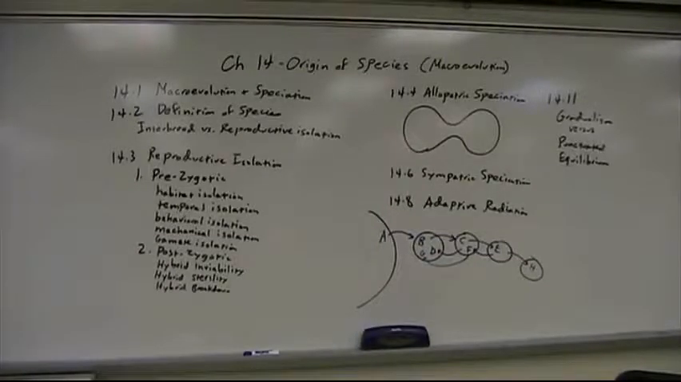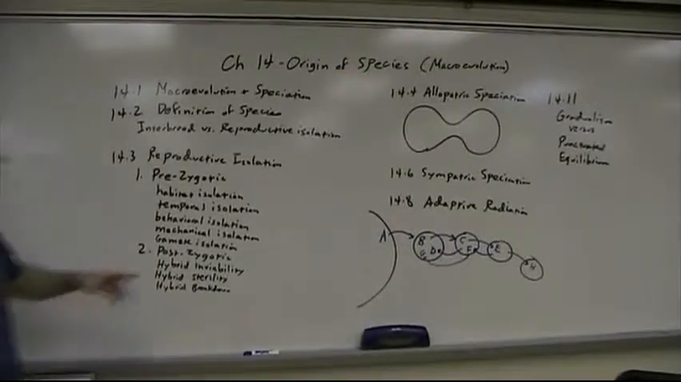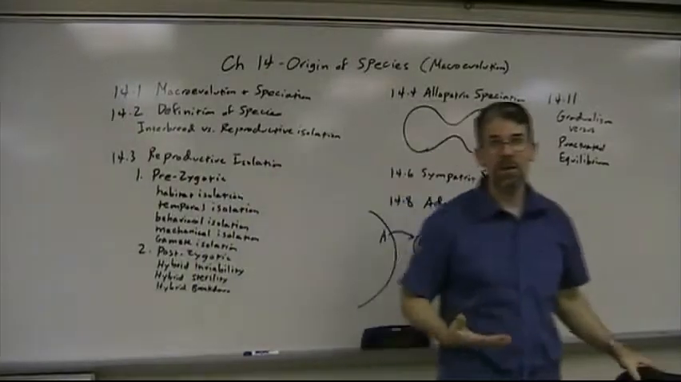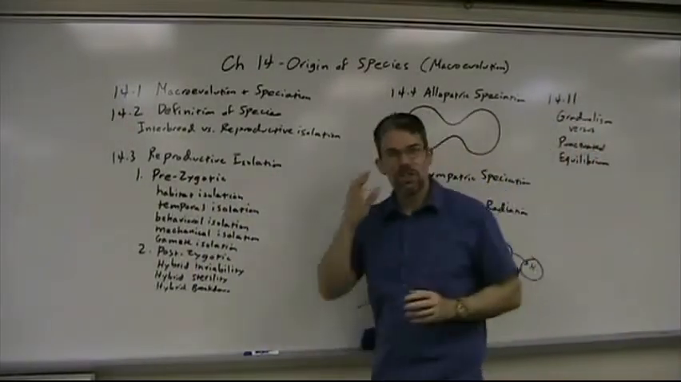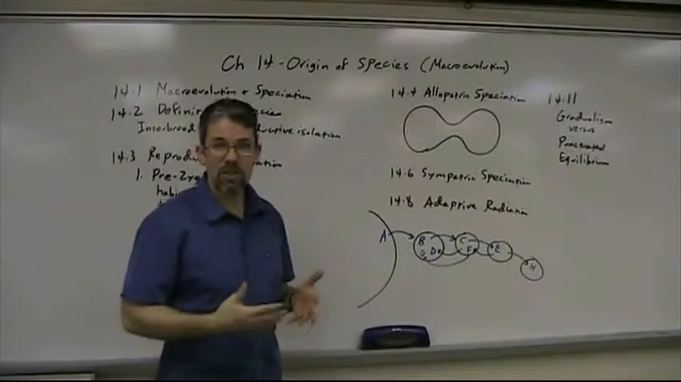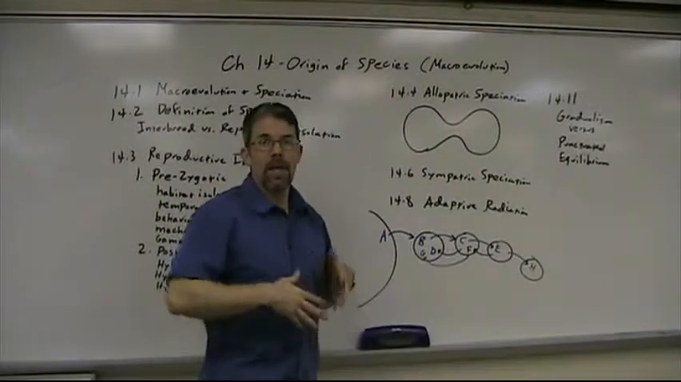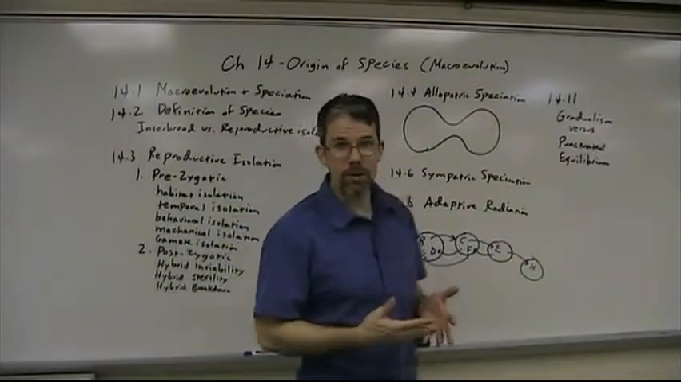Chapter 14 introduces the concept of macroevolution. Now, in a previous chapter, you learned that microevolution is evolution on a small scale, which is defined as a change in a population's gene pool. And there are 5 causes of microevolution, okay?